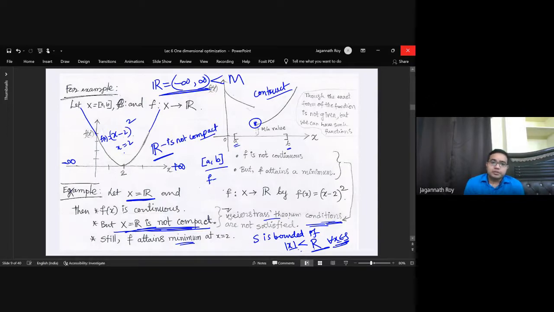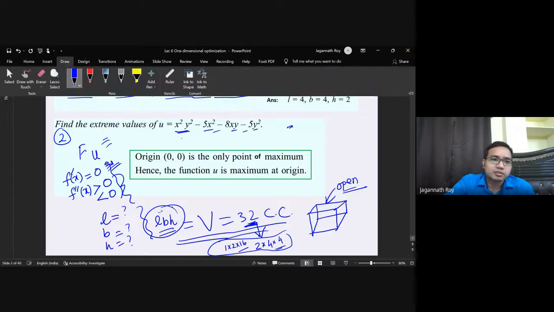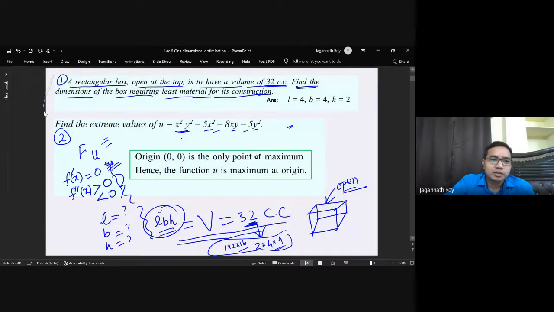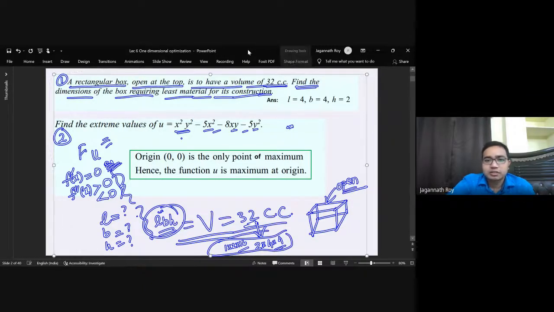So go through all these documents, all these theorems and examples that I have discussed, and then try to solve the problem that I mentioned at the beginning of this class. Try to solve these two problems. I have given the possible solutions.